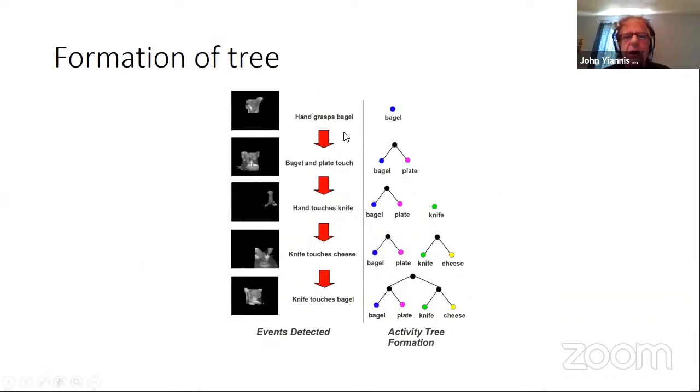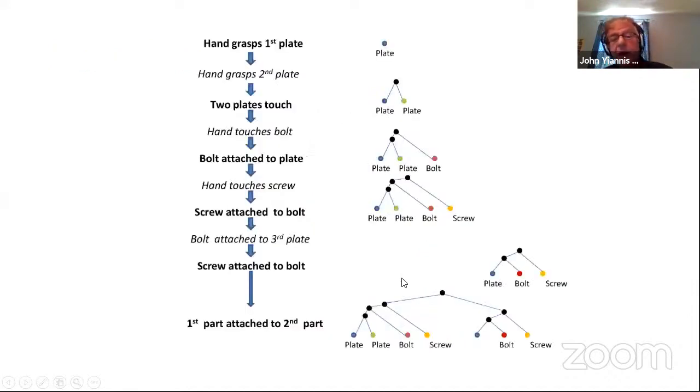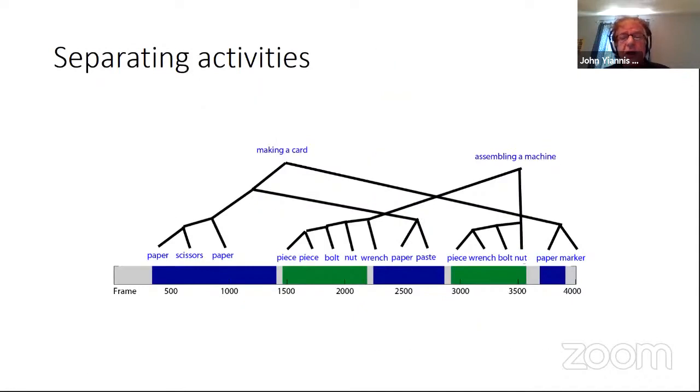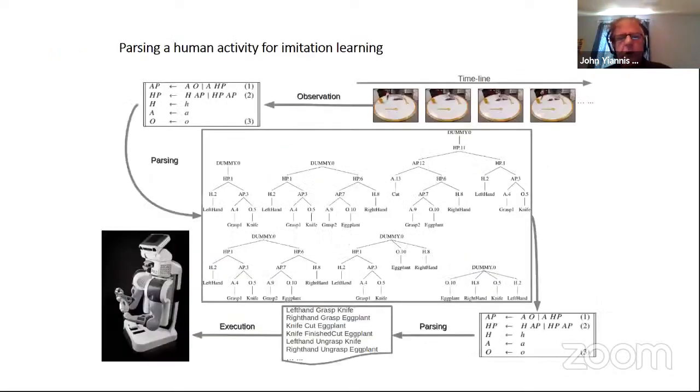So for example, you see here, somebody's making a sandwich bagel. Now bagel and plate touch. Bagel, plate, boom, you have a little tree here. Hand touches knife, knife. Knife touches cheese, knife, cheese, boom. Now knife touches bagel. So you get those activity trees, or here is an activity tree from an application in the factory. And you can use this to basically parse actions, even if the actions are different. You start one, then you begin another one, then you go back to the previous one, and so on.